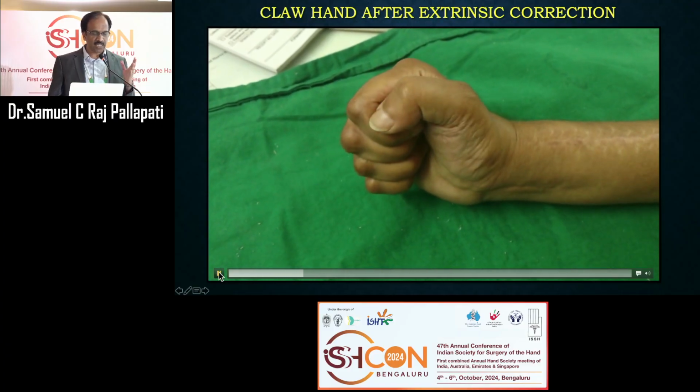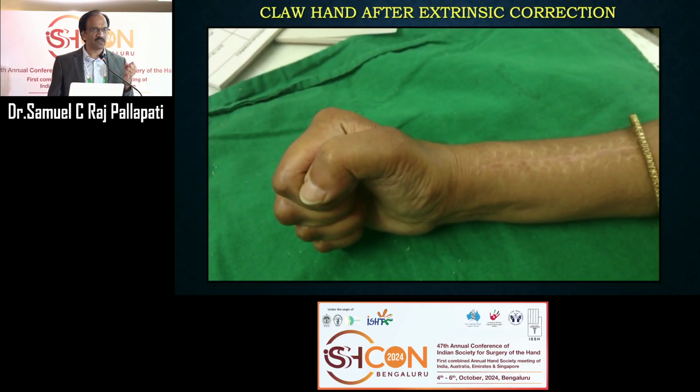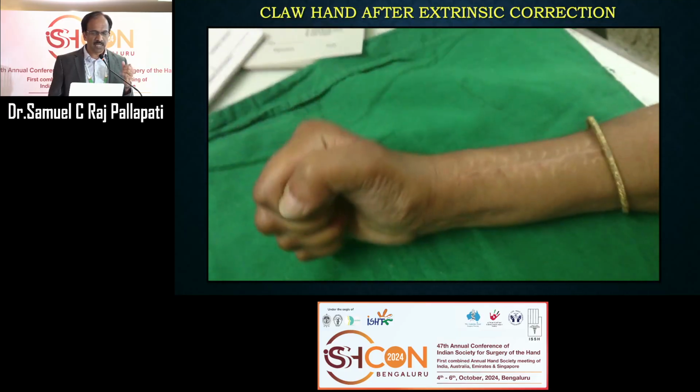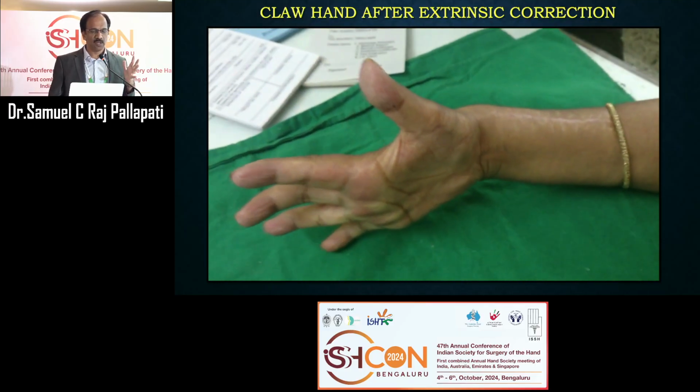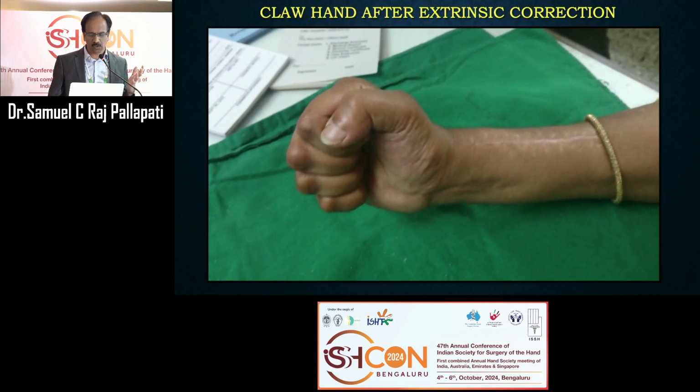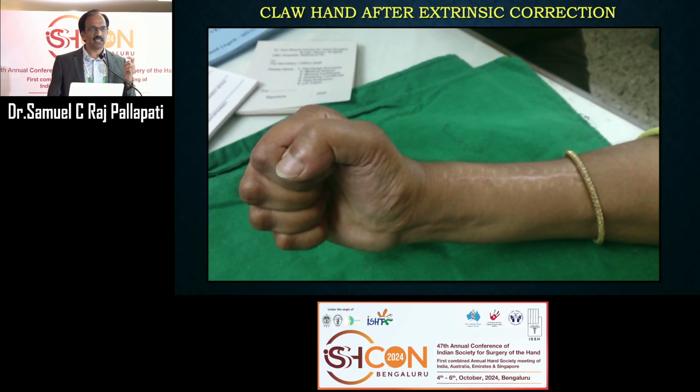So this patient has full closure following the transfers, fingers are fully closing. When she extends, you can see the claw. Thumb is adducted and supinated, and the total claw. So when you reconstruct the extrinsic muscles, the claw appears.